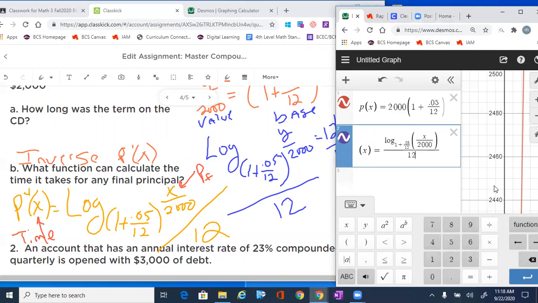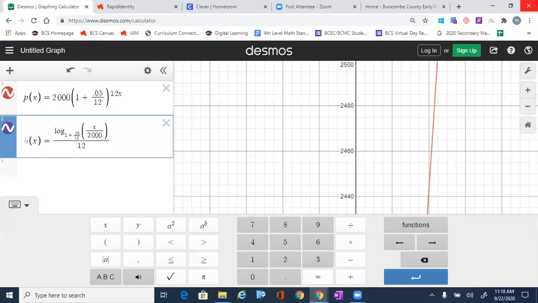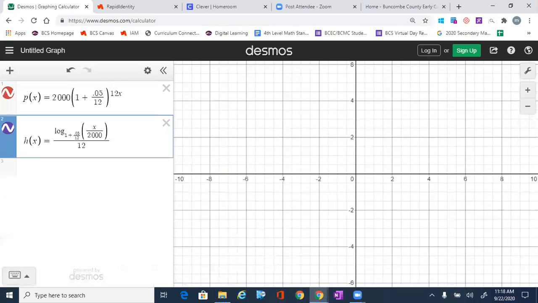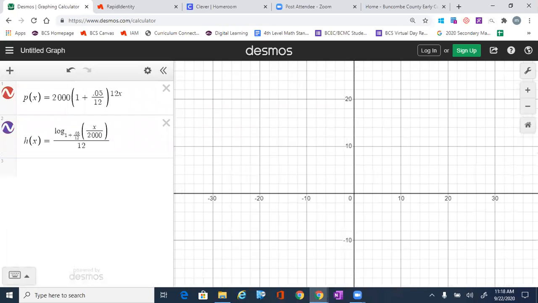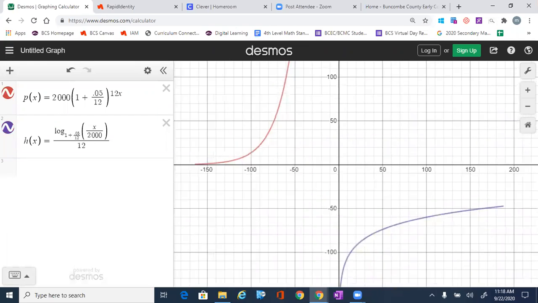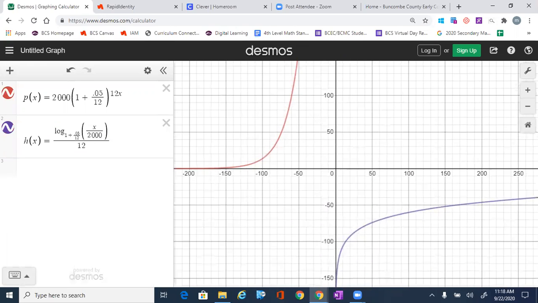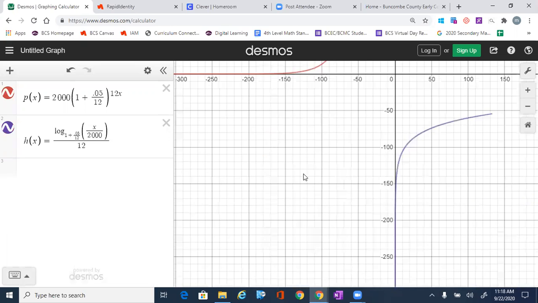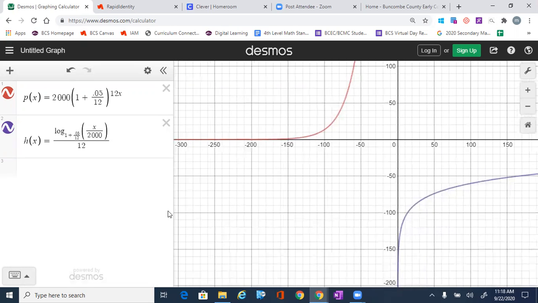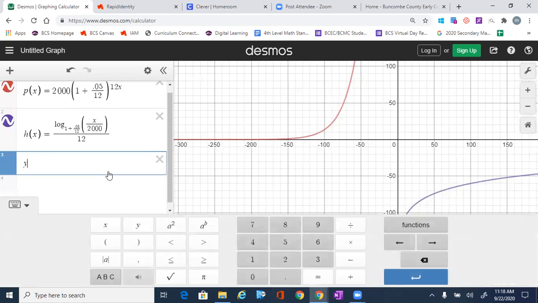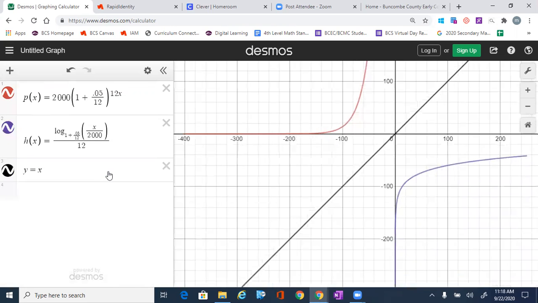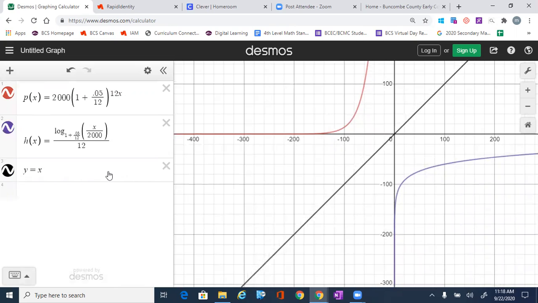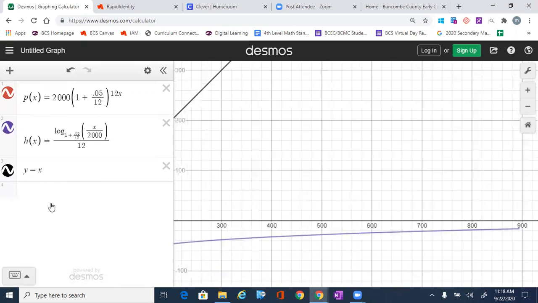Now, when I look at this graph, okay, I'm going to come back to home. I'm going to look at this graph, and then I'm going to try to zoom out as square as I possibly can, because that's going to allow us to see if they are inverses. And remember, inverses are reflections, and they are reflections right over that beautiful line, y equals x. And we have that. It looks like the red line is a mirror image of the purple curve, or the purple curve is a mirror image of the red.